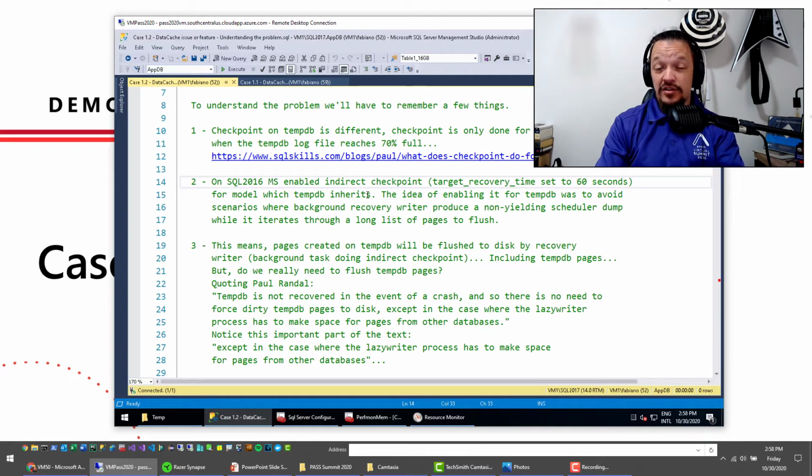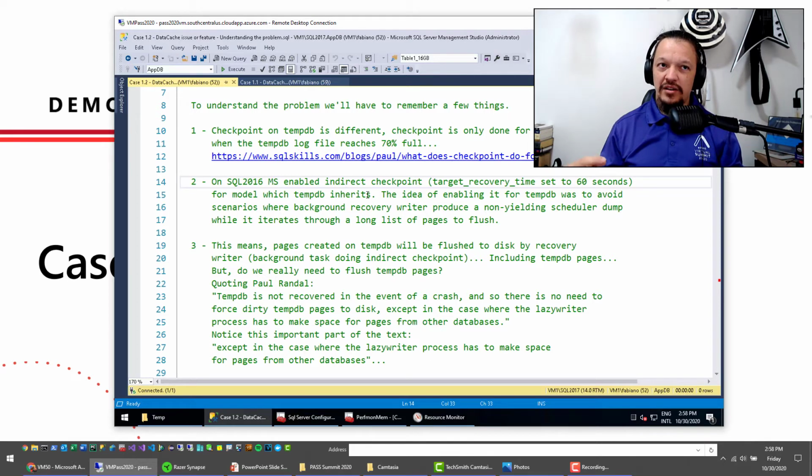There's no checkpoint. There's no indirect checkpoint for those pages. And eagerWriter is neither writing them to the data file. But then what happened is that you have the buffer pool full of a bunch of dirty pages from tempdb, and now you have an internal memory pressure, and LazyWriter is grabbing those pages and flushing them to the disk.